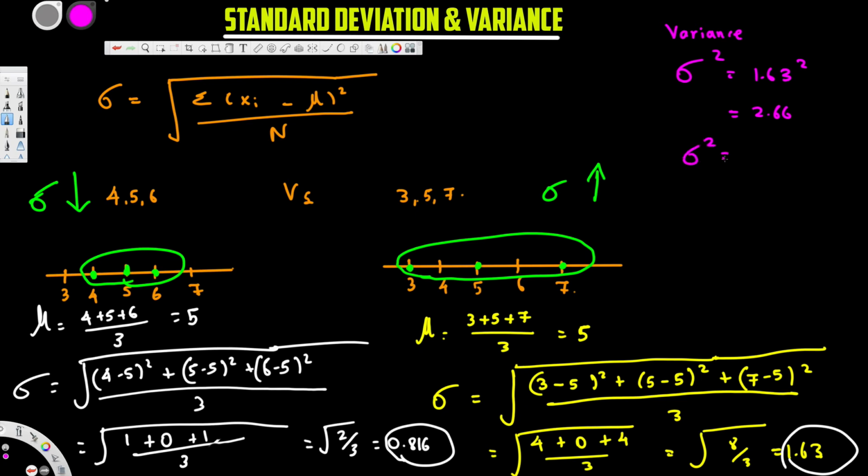So the general equation is going to be what? Sigma squared. We just try to get rid of the square root. So we will have the summation of every point minus mu, squared, divided by n. This is the equation for the variance. And that's it. That's how we calculate standard deviation and variance.